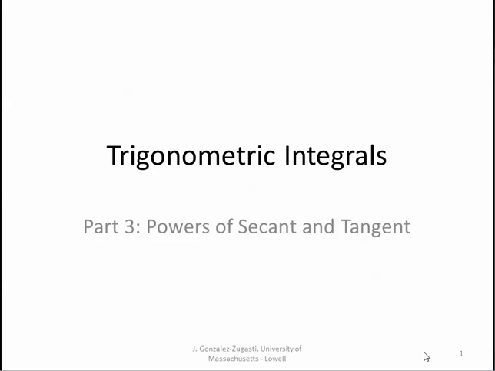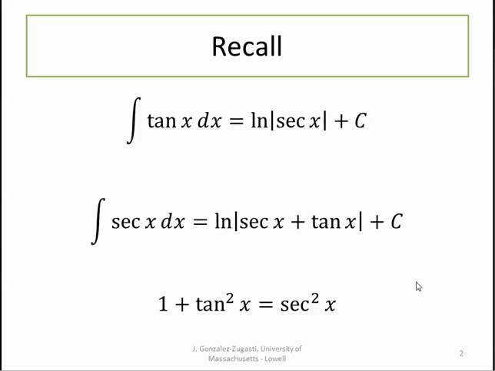Trigonometric integrals. In this video, we're going to see how to integrate powers of secant and tangent. Alright, in order to do these, we need to recall some things.